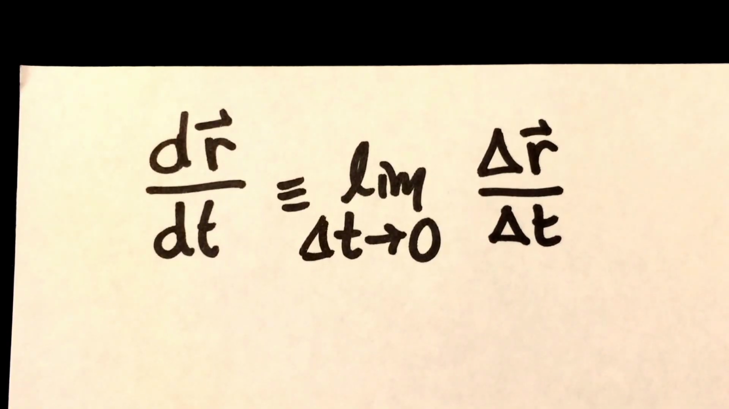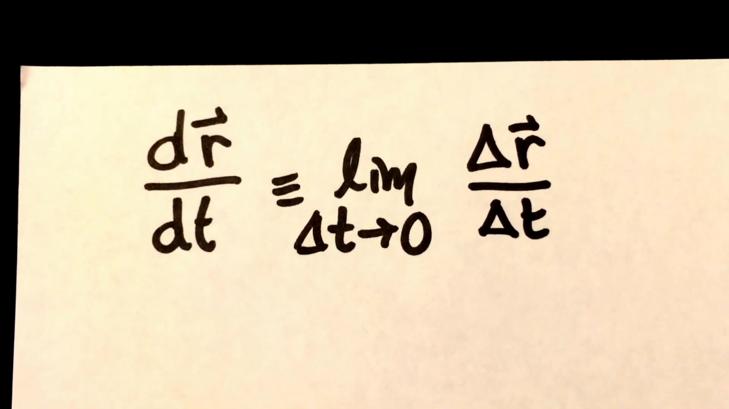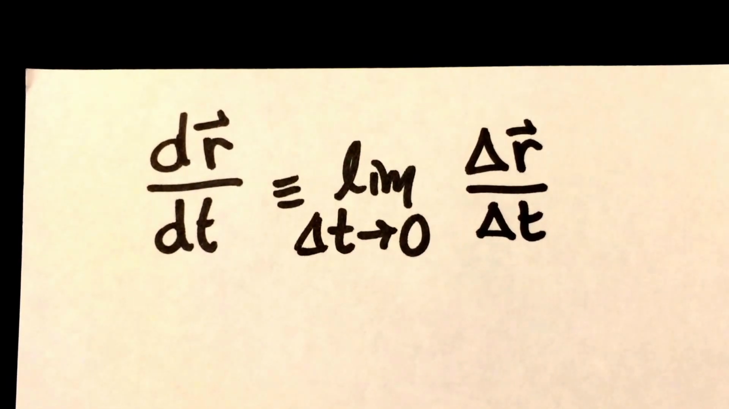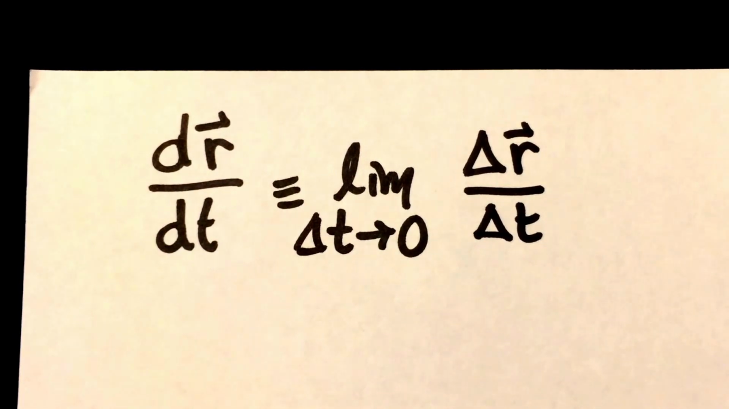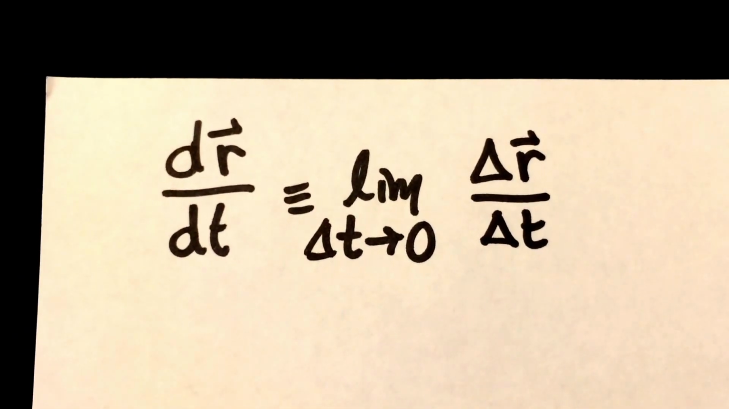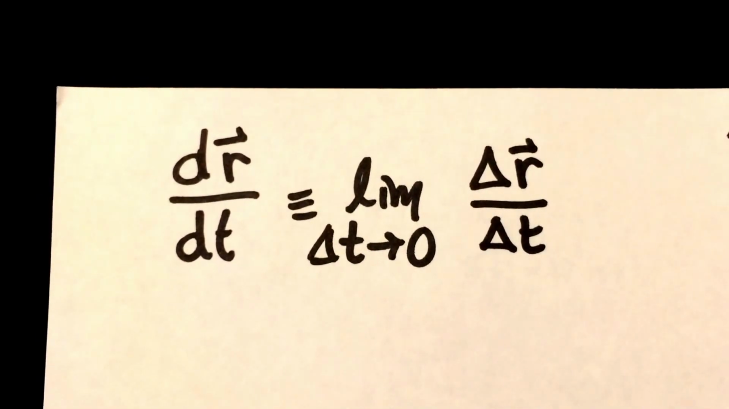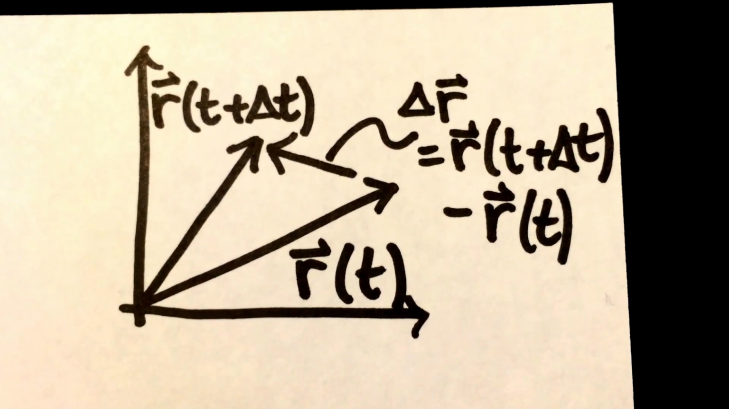We'll also take some time derivatives of vectors. And so in this case, we take the time derivative of the vector R. That's defined to be the limit as delta t goes to 0 of delta R vector, so the displacement between 2 points in time, divided by the time delta t. And you can think about that graphically like this.